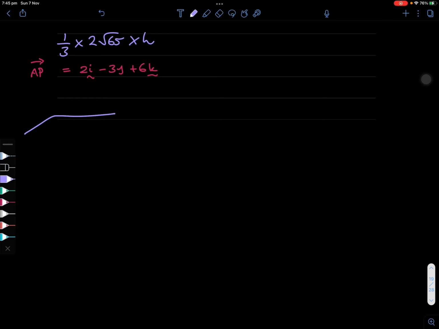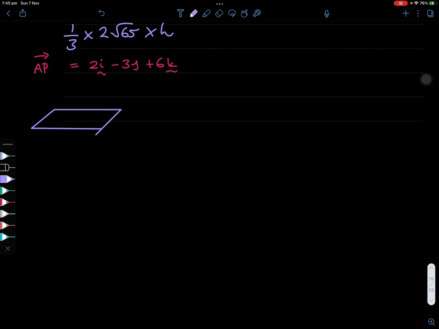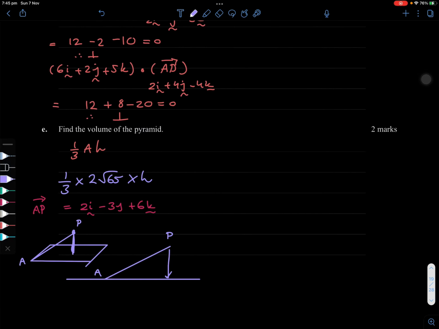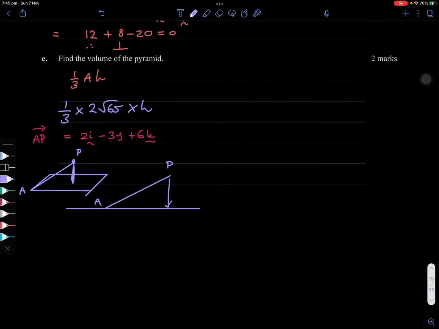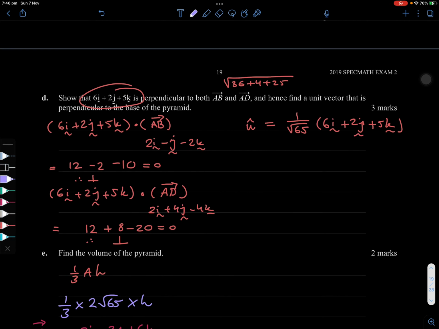Now, remember, we have our pyramid. We have our base here. Let's actually draw that better. Okay, it's pretty bad. But yeah, like that. This is P up here, and this is A. We're trying to find the projection of that downwards. So, looking at it in 2D, this is AP. And we want to find the scalar resolute in the direction of that perpendicular component that we found, because this height is perpendicular to the base.